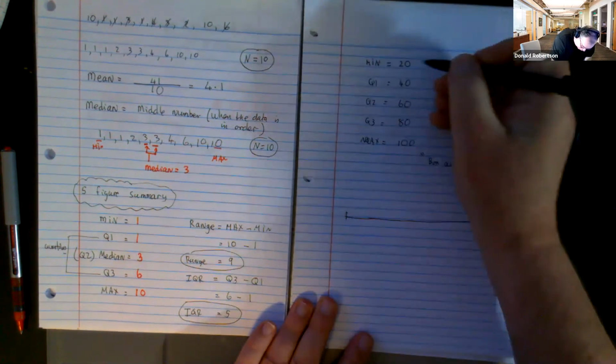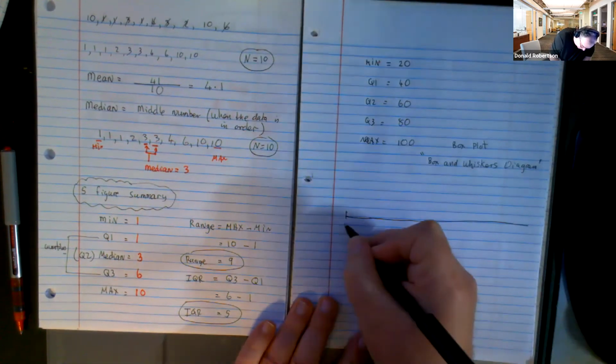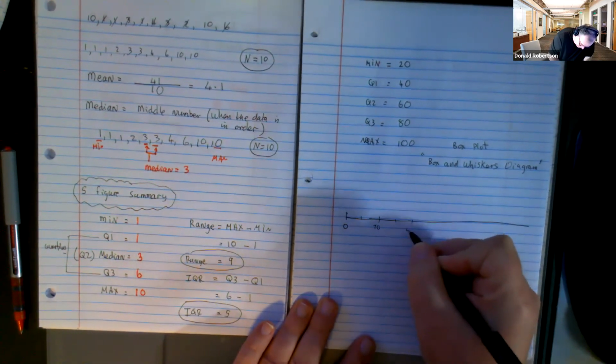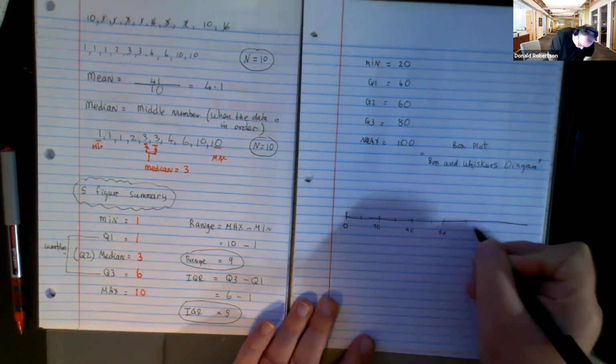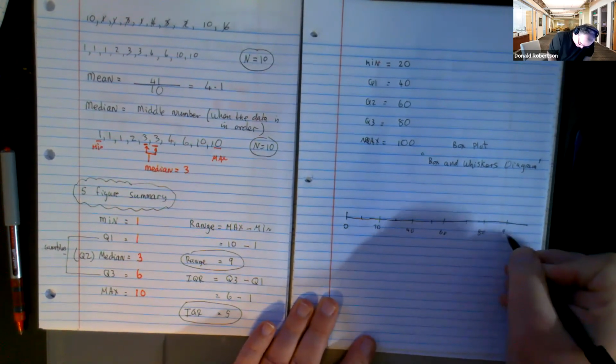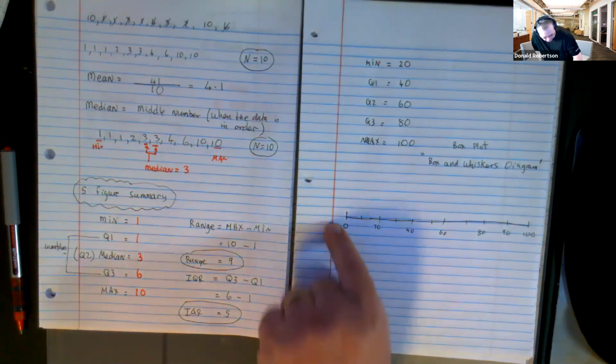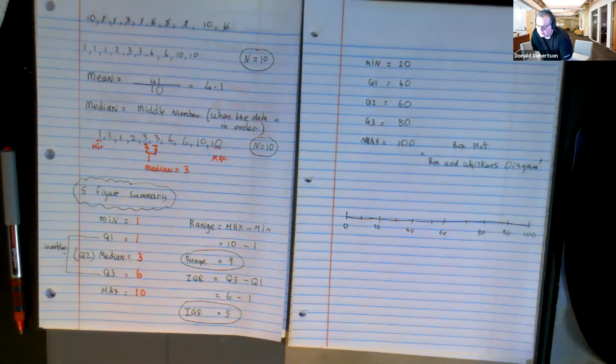Since I know the numbers go from 20 to 100, I'd start at 0 and I'd go 10, 20, 30, 40, 50, 60, 70, 80, 90, and 100. I draw a scale, and there's nothing wrong with starting with a number that's not 20. You don't need to start at the smallest. Sometimes it's a good idea to start at a nice number. So if the smallest number was 52, I might start my scale at 50, and then go 60, 70, 80, and so on.